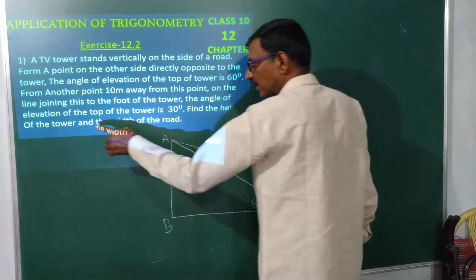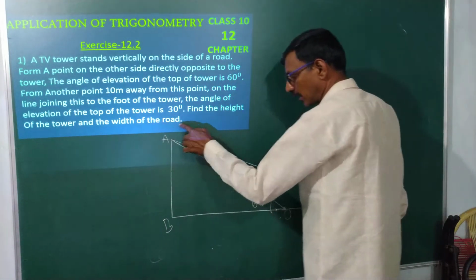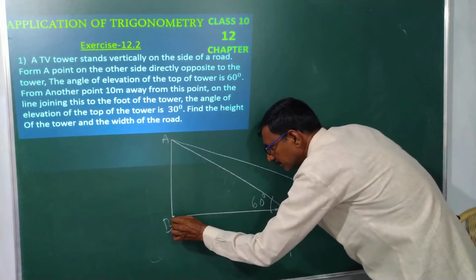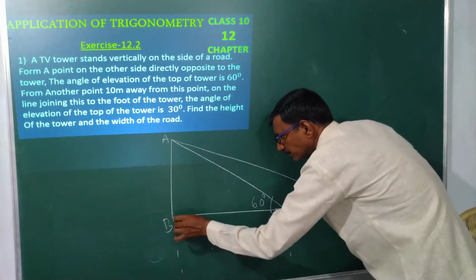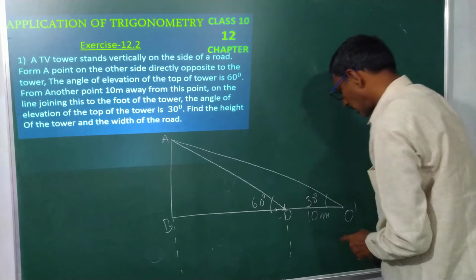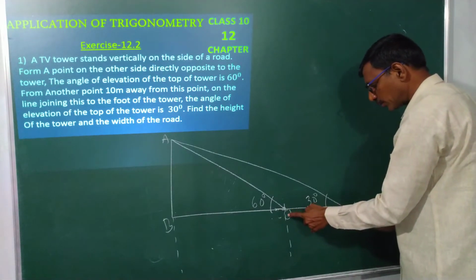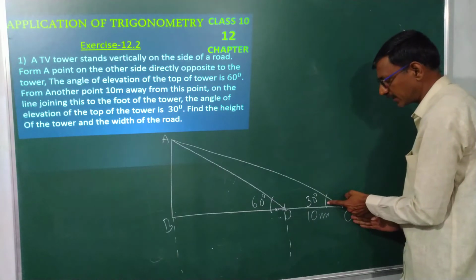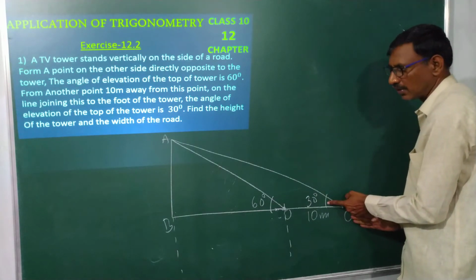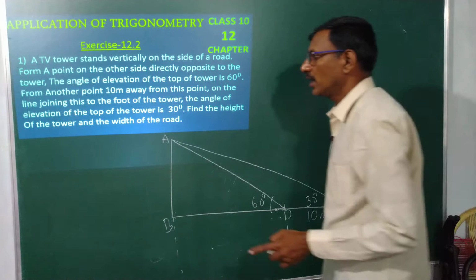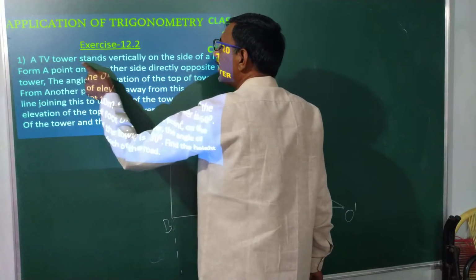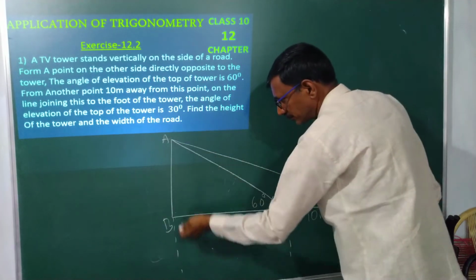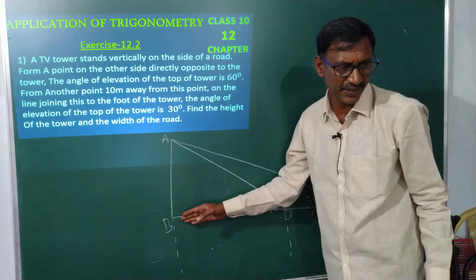Find the height of the tower and the width of the road. Suppose, just assume it, this is my road, and this is the distance between the two observations, 60 degrees and 30 degrees respectively. Once again, a TV tower stands vertically on one side of the road. This is my TV tower.